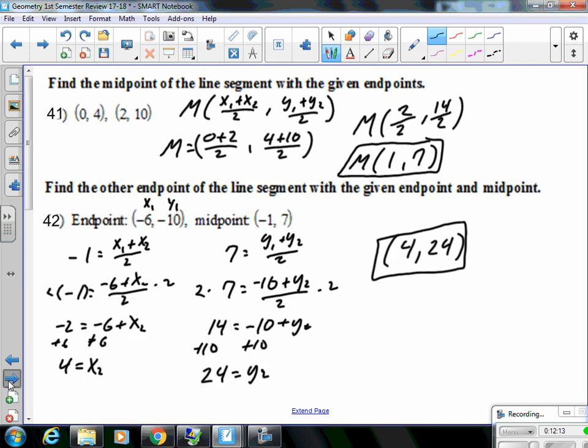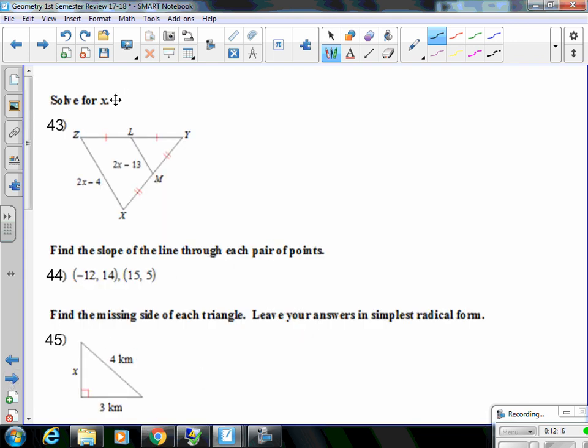All right, so 43. Going to solve for x, which we look at this triangle and we got a congruence mark, and a different congruence mark, and that same congruence mark there, which means that L and M would have to be midpoints. And if those are midpoints, that makes segment LM a mid-segment. And mid-segments, we know, are parallel to the third side that they're not attached to. And they're also half as long as the third side they're not attached to. So LM has to be half as long as ZX.